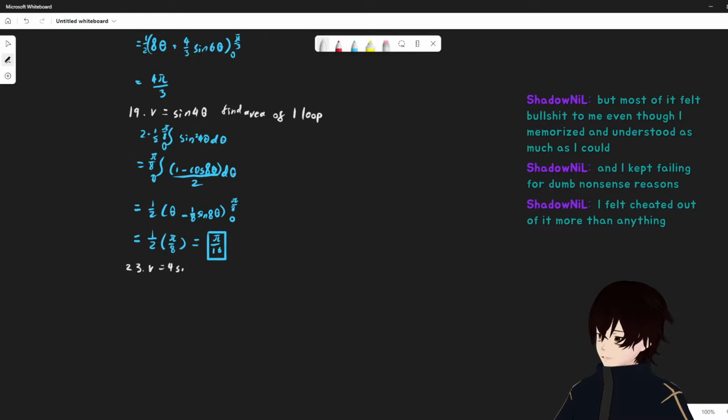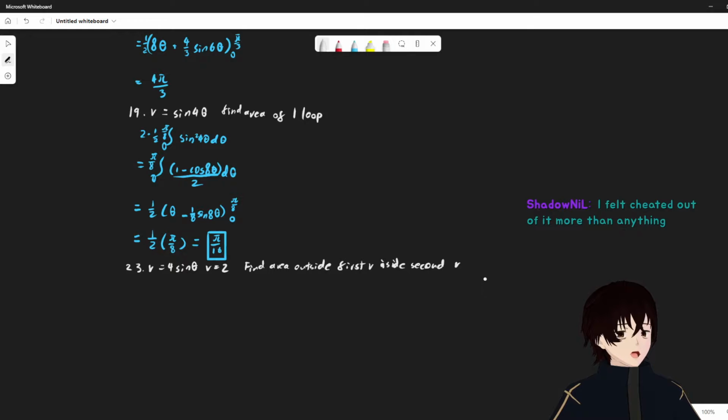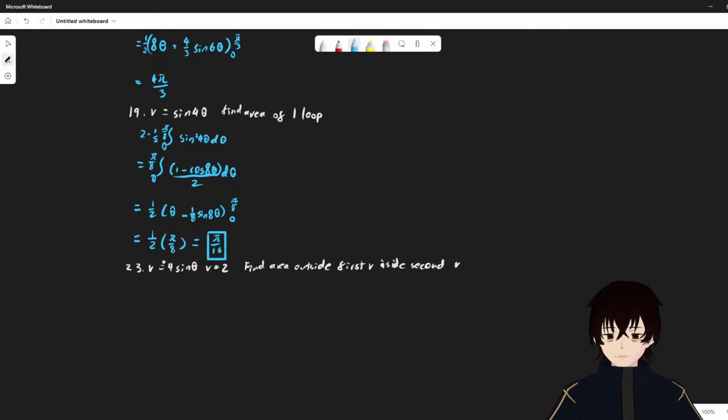r is equal to 4 sine theta. r is equal to 2. Find the area outside the first r, inside the second r. Let me finish writing this. Oh my god, that's long. It does get really confusing sometimes.